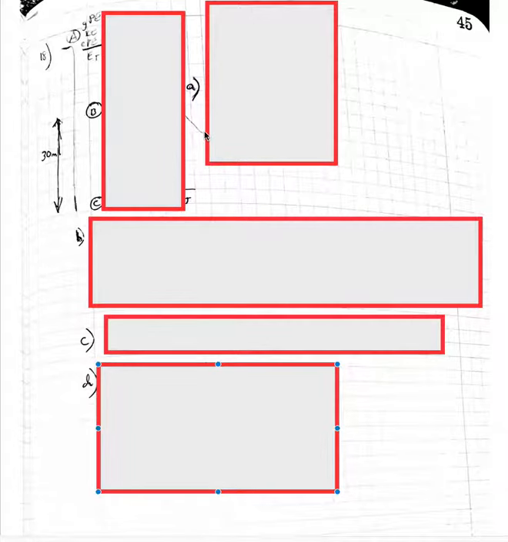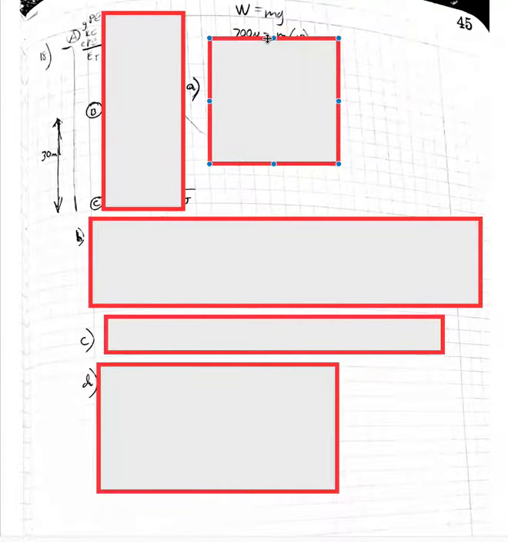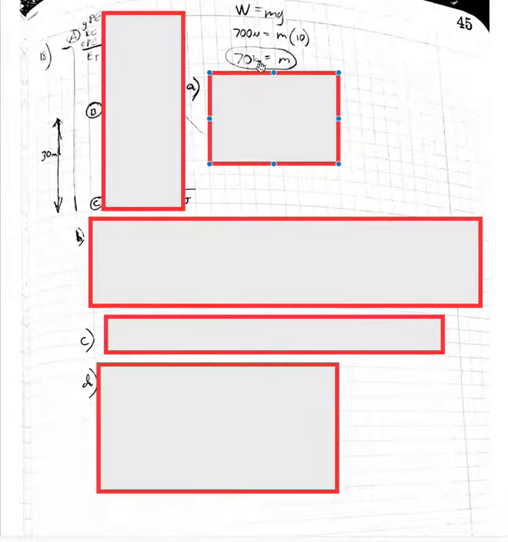The first question says that the bungee jumper has a certain weight. The first thing you need to do is find out the mass of the bungee jumper. Turns out the weight is 700, so you can say weight is m times g. So you find out that the mass of the bungee jumper is 70 kilograms.